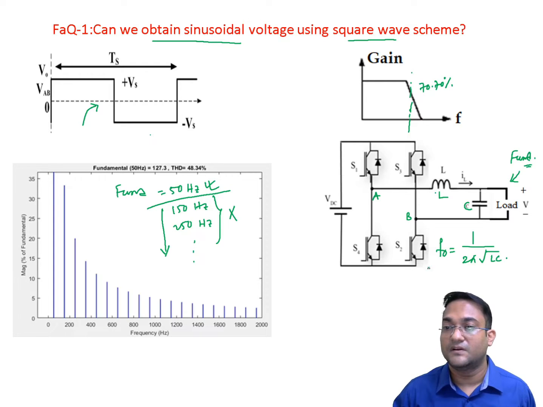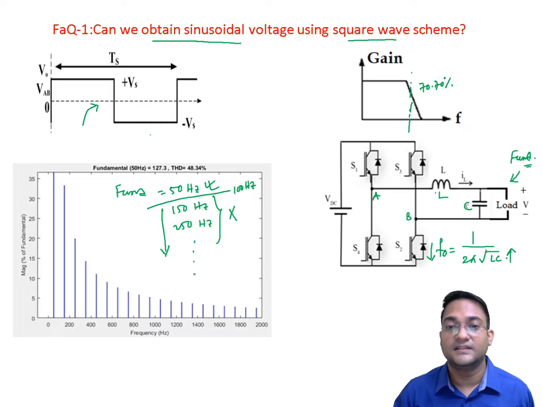But the main drawback of this approach is that, you can see, the lower the cutoff frequency, the higher will be the LC value. So here the cutoff frequency is, let's say, 100 Hz. So this LC product has to be higher. That means your filter size will increase.